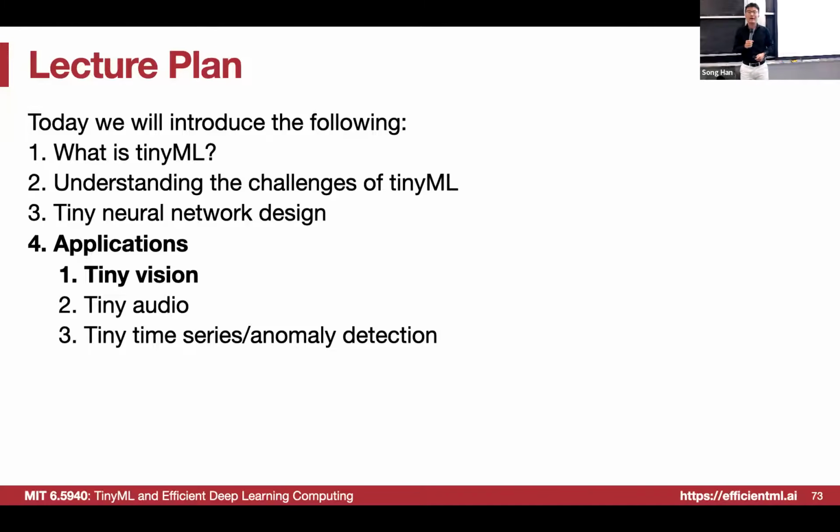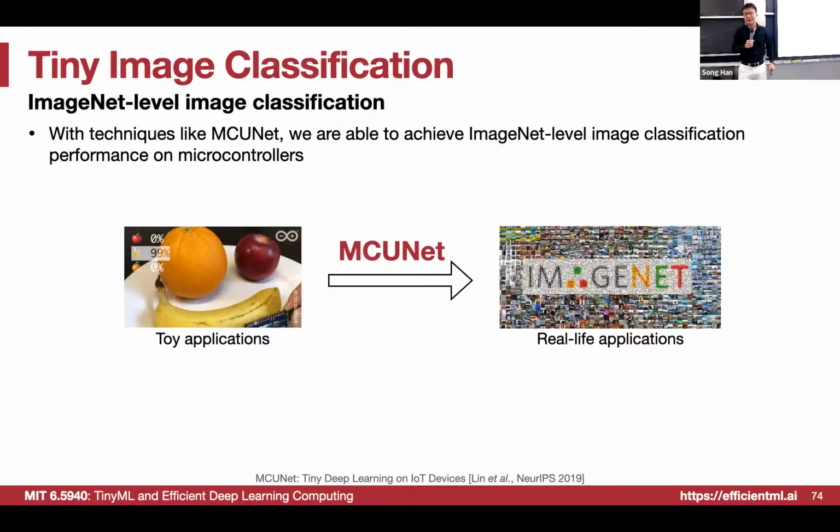We're going to cover three applications of TinyML, from vision to audio to time series and anomaly detection. Let's start with image classification. This is a demo by Google previously using a microcontroller. They can recognize oranges, apples, and also bananas. It is moving pretty quickly, and it can tell you the probability of these different fruits. This is a pretty simple task, pretty fun, but it's also limited. With MCUNet, we can extend it to like 1,000 class classification with MobileNet level accuracy, which is pretty amazing.